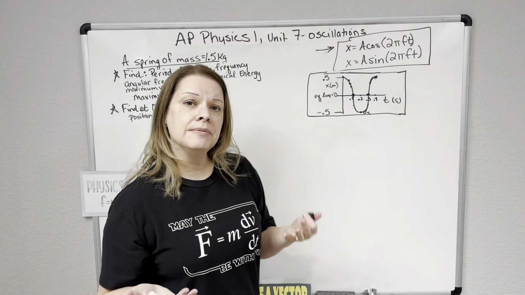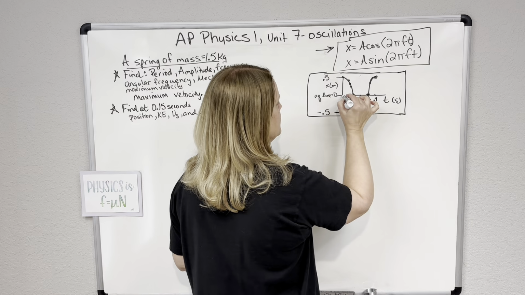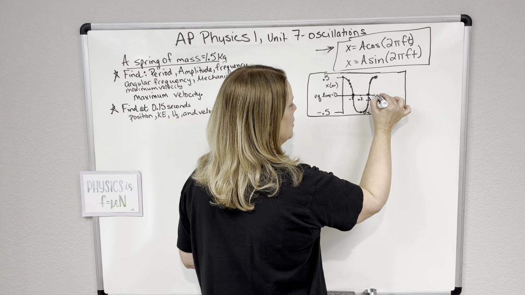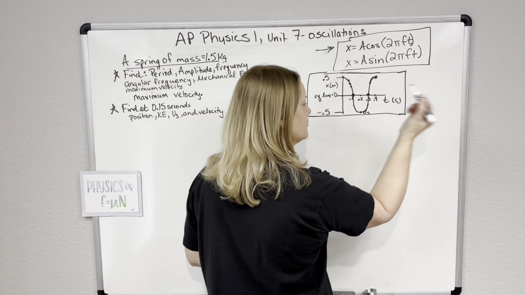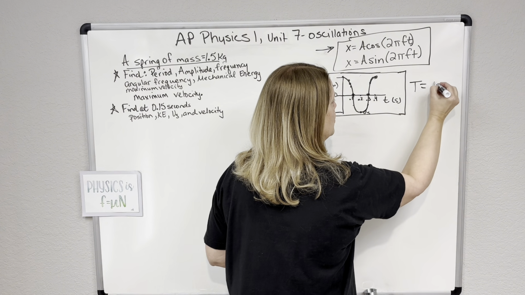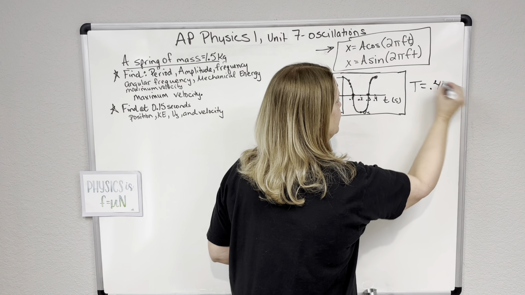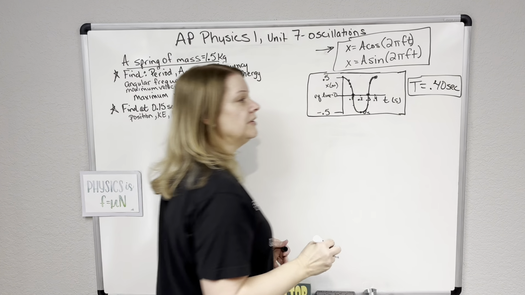Period is the time it takes for one cycle. It starts here at 0 time. It ends here. If you can't read that, that's 0.4 seconds. So my period is 0.4 seconds. And I'm going with 2 sig figs, so that's easy enough.